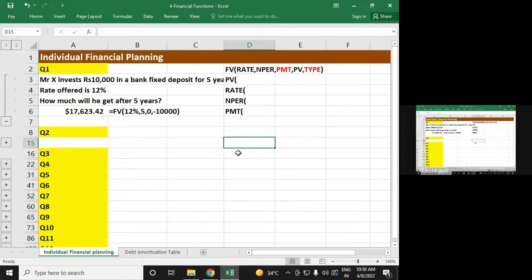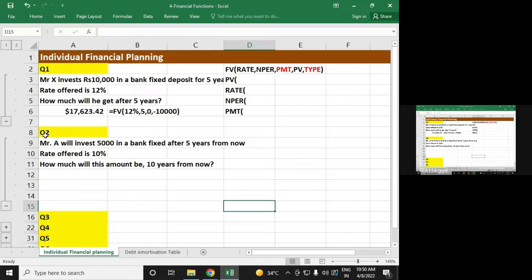Students online, press plus in front of Q2 and solve the second question.